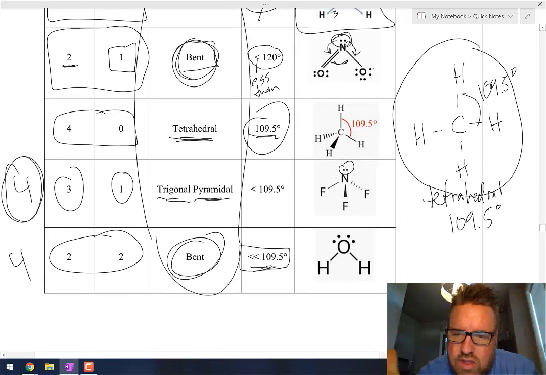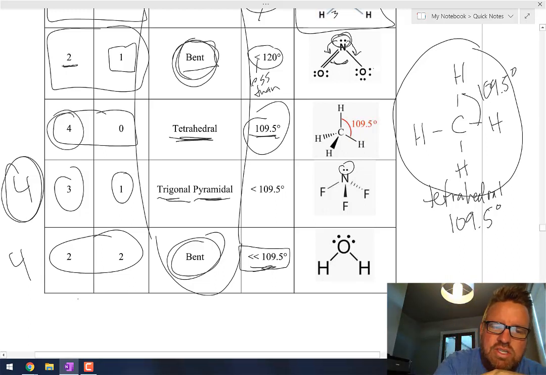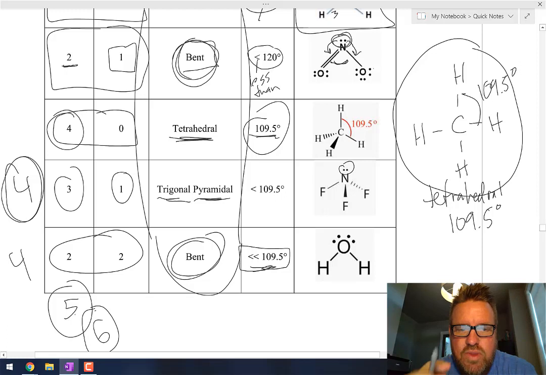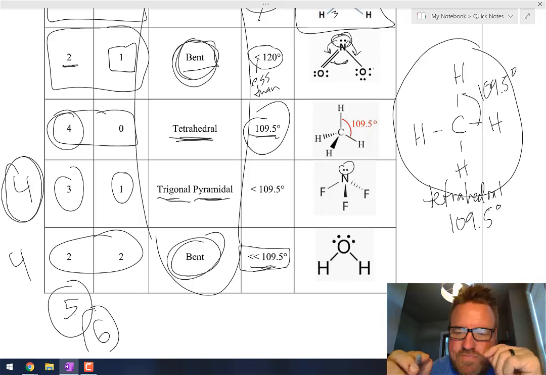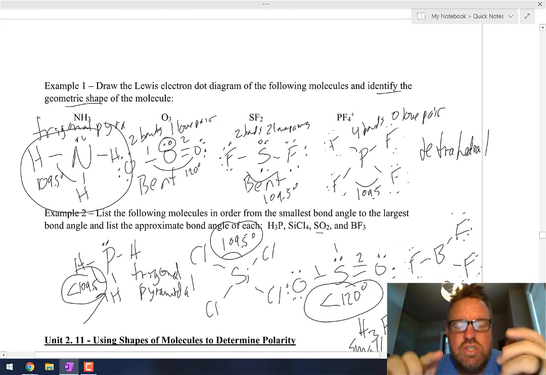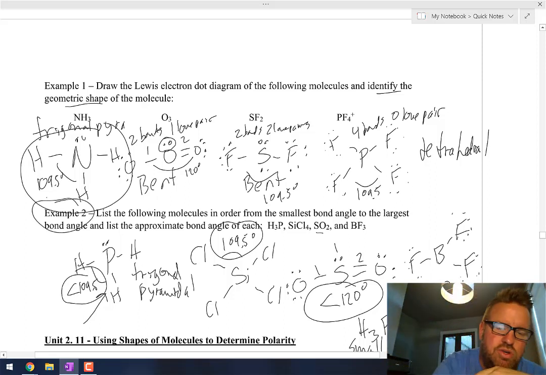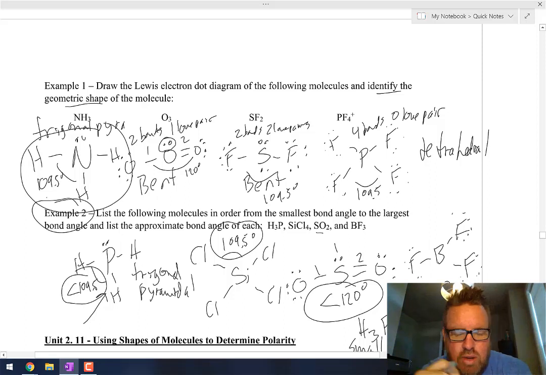I'll be honest with you, there's actually 13 shapes. Notice that we stopped at 4. There are also shapes based around 5 bonds and molecules based around 6 bonds. But because this is just general chemistry, we're stopping here with the ones that only have 4 bonds. There are a lot more molecules, up to 13 shapes, so be grateful that you only have to know 6 of them. You need to be able to know those shapes based on the number of bonds and lone pairs, and you also need to be able to predict the different bond angles, like we did down here in example 2.